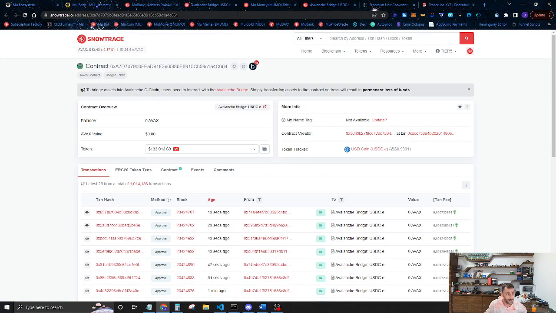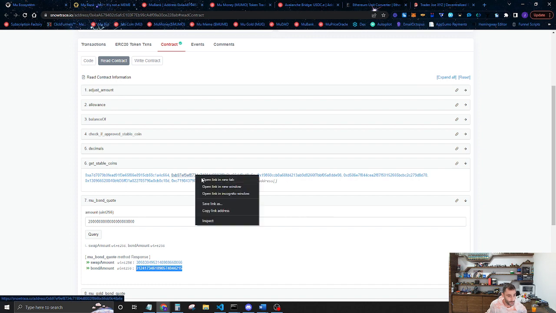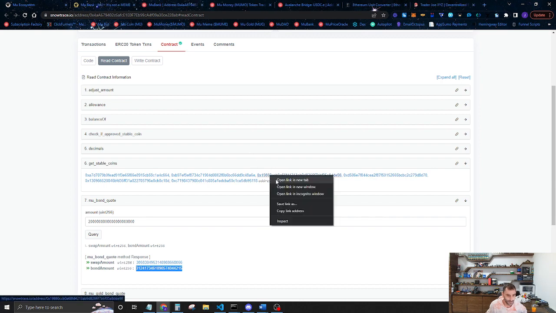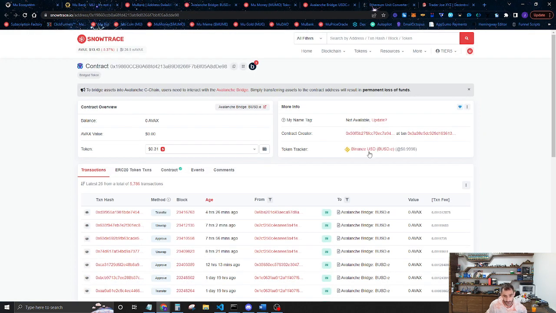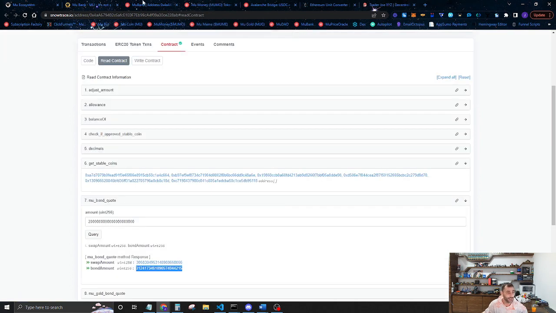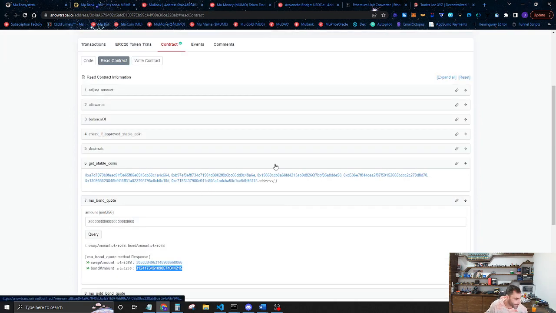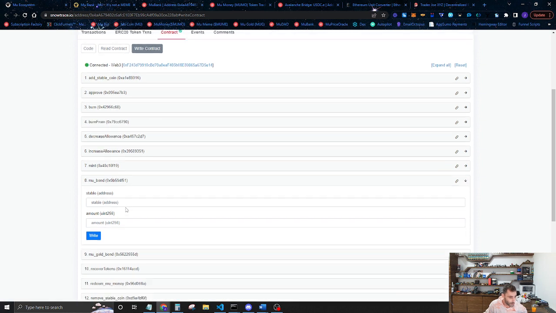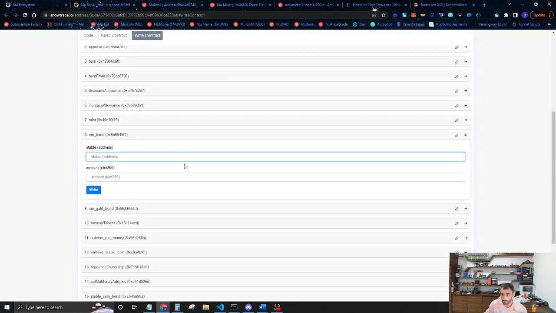So we can see that USDC eCoin is approved. We can see that we can use USDC coin. Those are two actually different coins, even though they have the same name. We can use BUSD, so we can use Binance USD if we want, and we can look at all the stable coins that the mu bank will actually accept for bonding purposes. All right, and then we're just going to come over here to this mu bond function. We're going to pick the stable coin that we actually want to use, and then we're going to put in the amount.